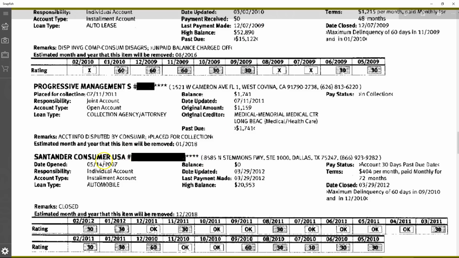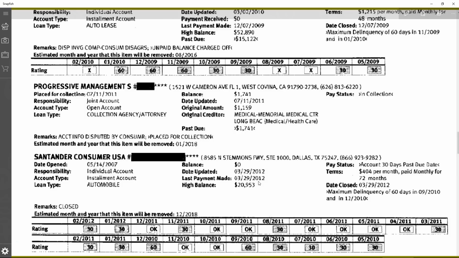All right, so right here is our favorite, Santander Consumer USA, and they deal with auto loans a lot. As you can see, automobile loan, they're very tough, but if they're reporting inaccurate information, you can go after them too. So you want to check to see if the date open is correct, if the balance is correct, if the date updated is correct. Last payment made. See, again, here's the last payment made. This is a TransUnion credit report, so TransUnion tells you the date of last activity.